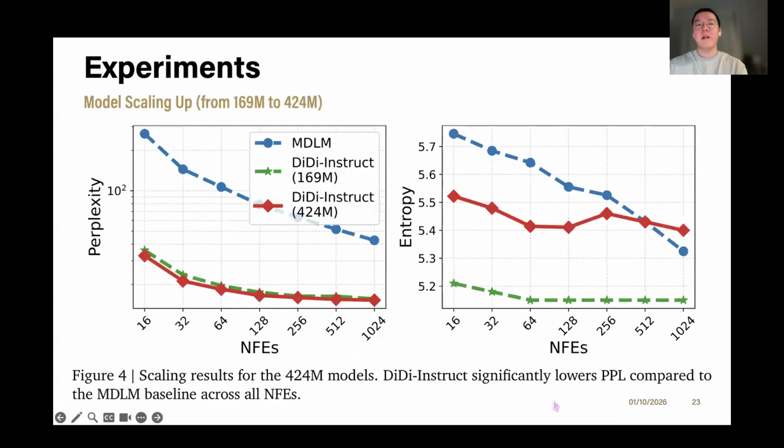Later we also did some model scaling up, because nowadays for large language models, most people are interested in whether it can scale up. So we scaled it up to 400 million parameters, and we also test perplexity and entropy. For perplexity, the smaller the better; for entropy, the larger the better. The red line here is the result when we scale up. You will see that when we scale it up, it actually performs better.